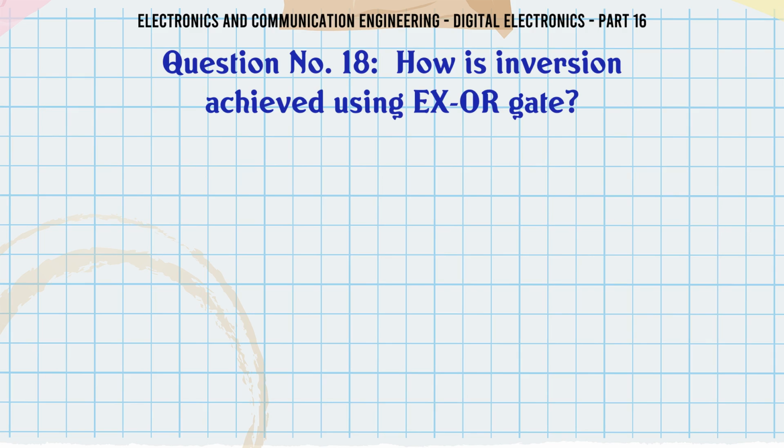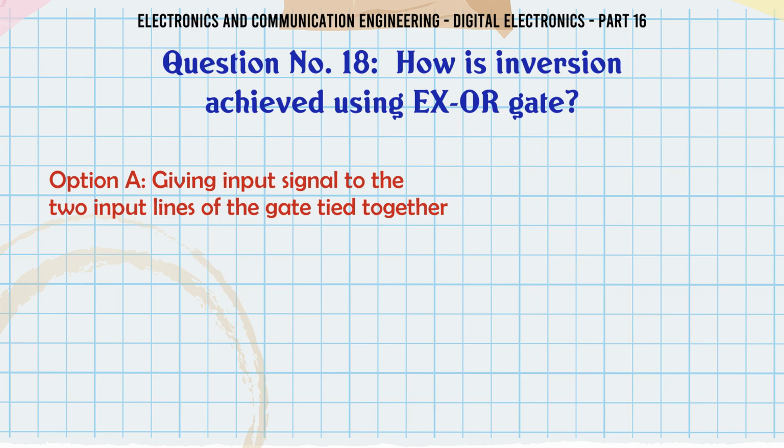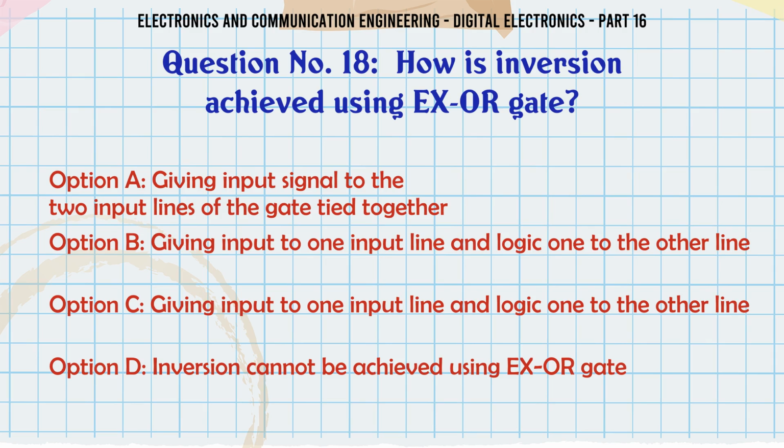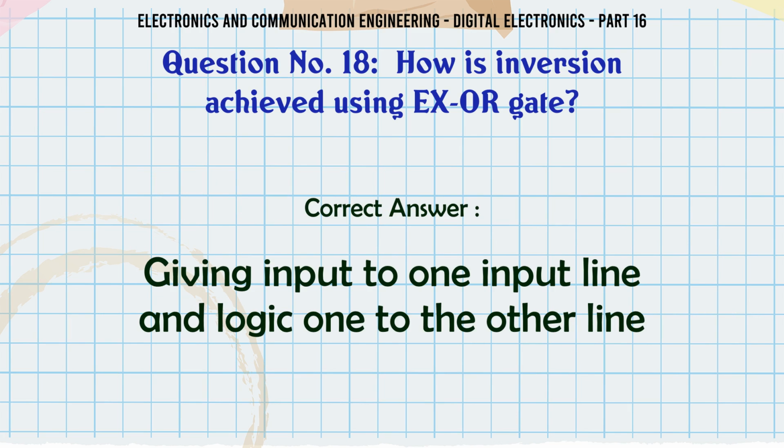How is inversion achieved using an XOR gate? A. Giving the input signal to the two input lines of the gate tied together, B. giving input to one input line and logic 1 to the other line, C. giving input to one input line and logic 1 to the other line, D. inversion cannot be achieved using an XOR gate. The correct answer is giving input to one input line and logic 1 to the other line.